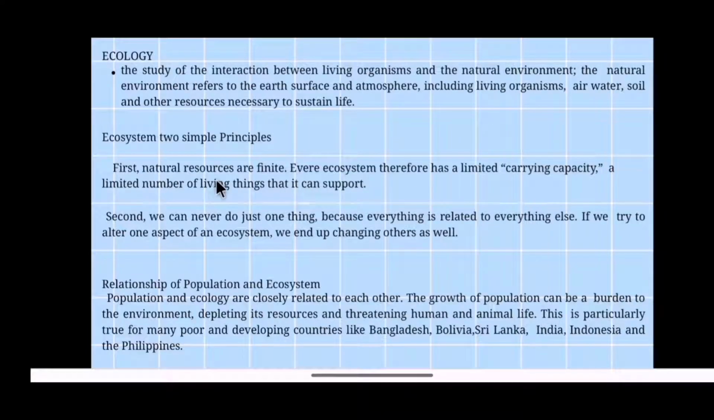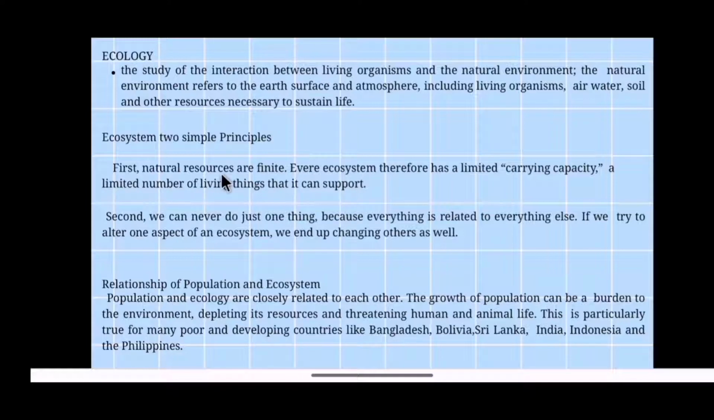Another thing is the so-called ecology. It is the study of interaction between living organisms and the natural environment. The natural environment refers to the Earth's surface and the atmosphere, including living organisms, air, water, soil, and other resources necessary to sustain life. Meaning ecology is a study wherein living organisms and the natural environment interact. And the natural environment refers to everything that a man needs in order to sustain his life. Therefore, if the natural environment is not given, man's life is also not given.